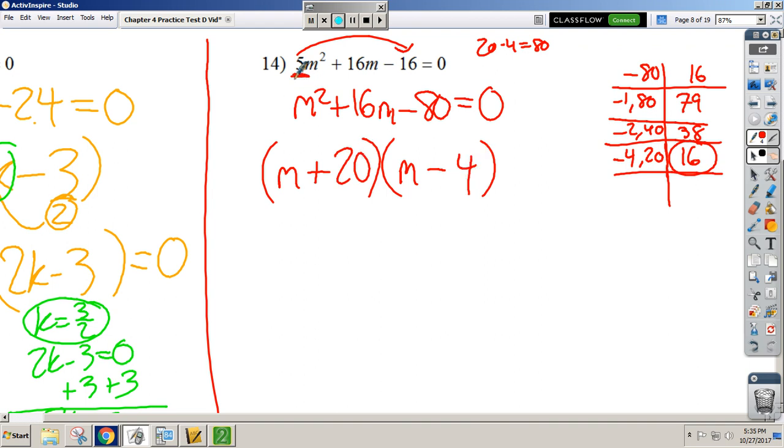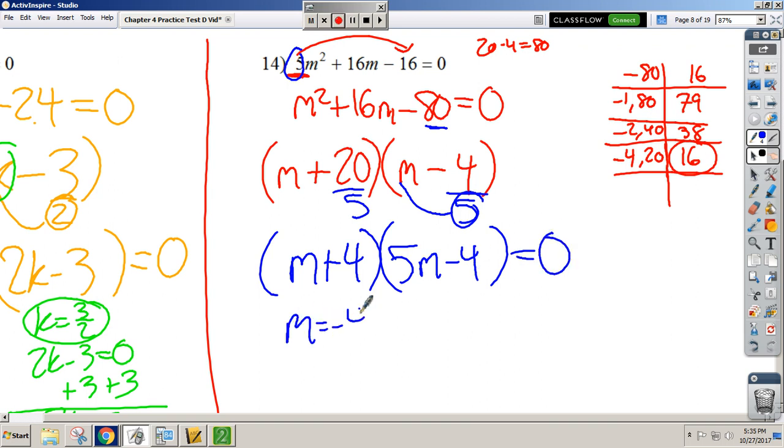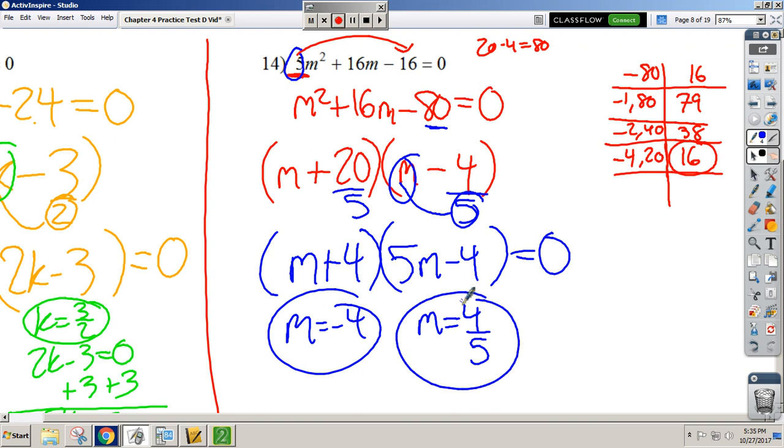Remember that we swung the 5 over right here, so we need to get it out now. The 5 was here, it got swung into the 80, so we'll get it out by dividing by 5. 20 divided by 5 is 4. We can't simplify this any further, so we'll swing it in front, and we get this. And if you solve both of these, m equals negative 4 here, and for this one, m equals 4/5 would be the solution.